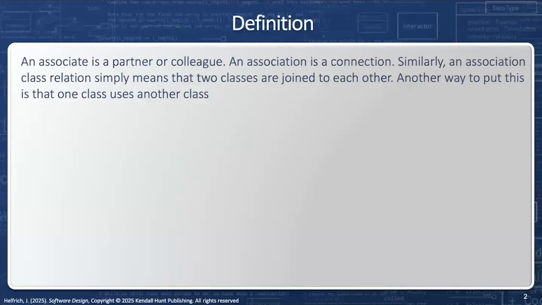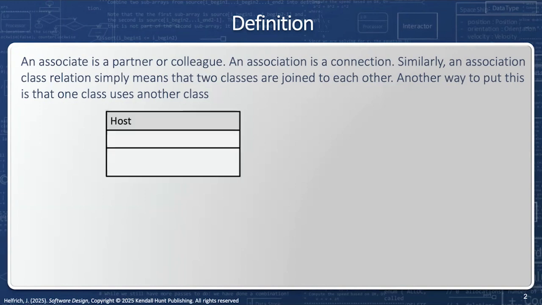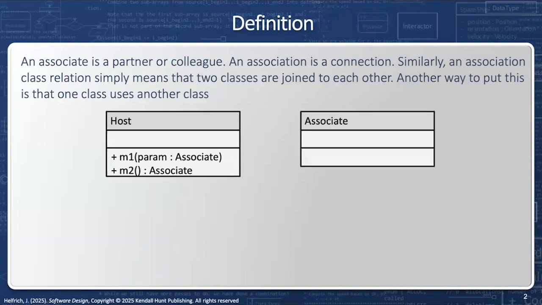An associate is a partner or colleague. An association is a connection. Similarly, an association class relation simply means that two classes are joined to each other. Another way to put this is that one class uses another class. For an example, I have a host class and I have two methods, method 1 and method 2. Method 1 takes associate as a parameter and method 2 returns an associate as return value. And so I have the associate class and they're related with a horizontal line, and we use an arrow to indicate association.